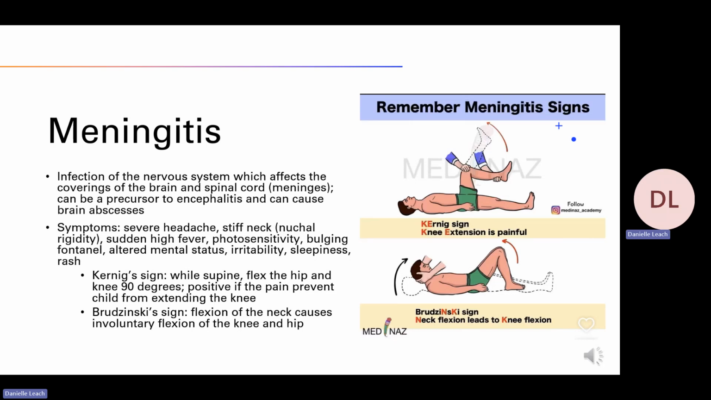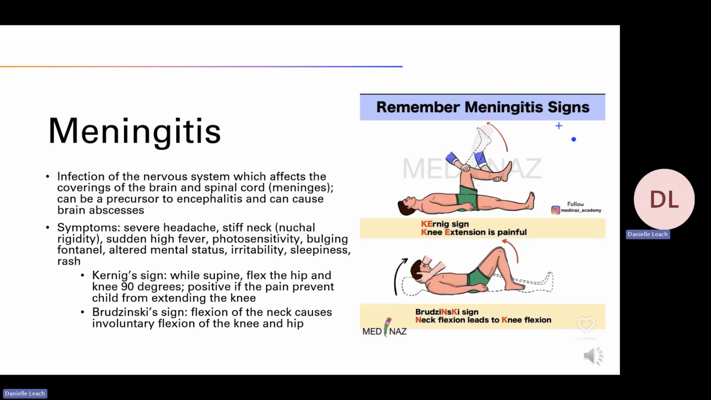Meningitis is an infection of the nervous system, which is going to affect the meninges, which are the coverings of the brain and spinal cord. So this infection can be caused by bacteria, by viruses, even by fungus, or things like amoebas. It can be life-threatening and it should be treated as a medical emergency, especially if it is bacterial.